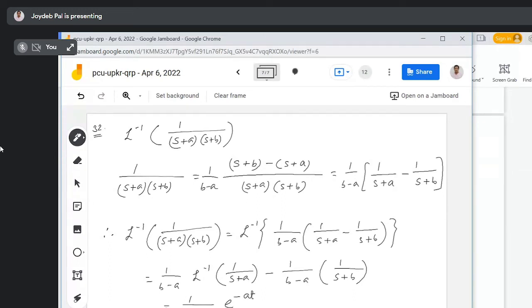e to the power minus at. Yes. And next, e to the power minus bt. Okay. And you can write it in that form also: 1 by b minus a into e to the power minus at minus e to the power minus bt.